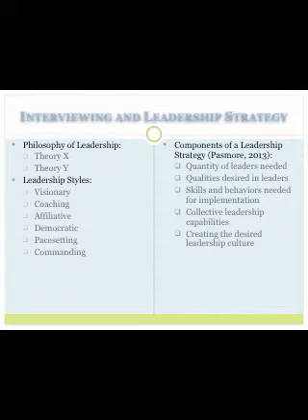Interviewing and leadership strategy. Your leadership style correlates with your personal philosophy of leadership. McGregor proposes the XY theory, which are 2 broad perspectives on how managers view managing their employees. Theory X has 3 assumptions. 1, people dislike work. 2, people need to be directed and controlled.